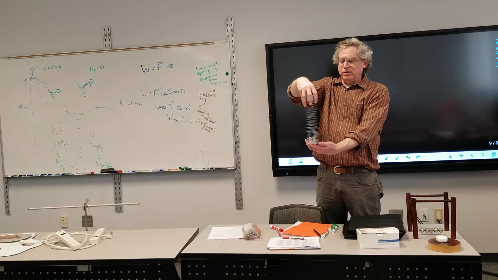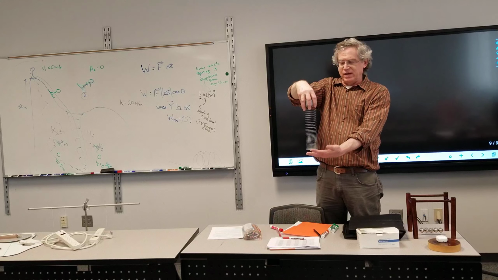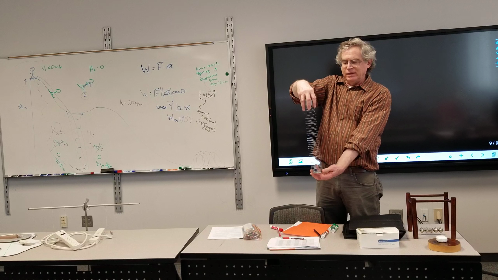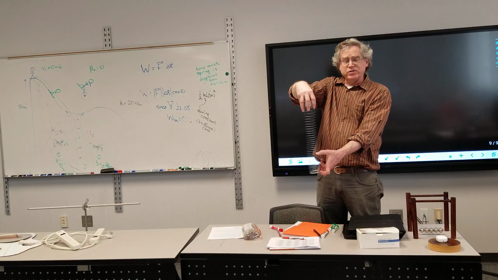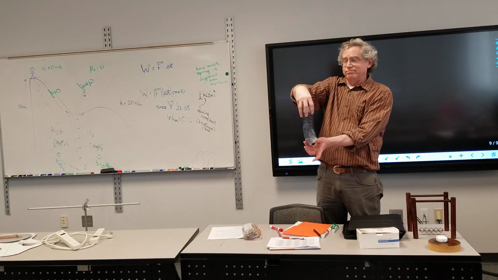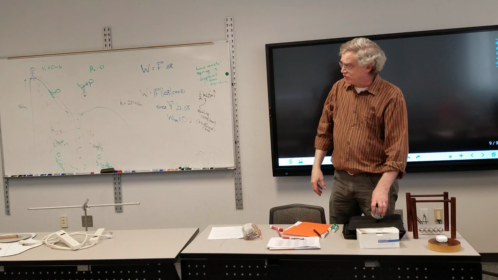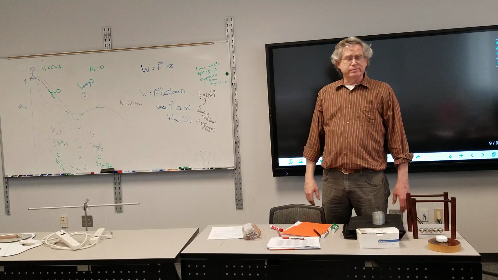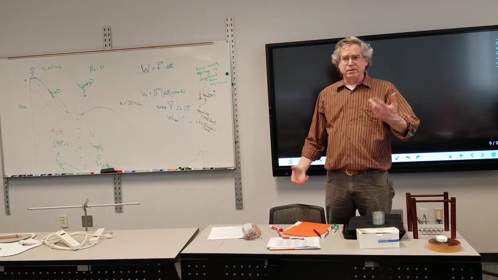If I pull it down, whatever position that is, the distance that I've pulled it from its equilibrium position, that's delta x. Or if I push it up, how far it is off of where it was in equilibrium, that's delta x. It's squared, so it could be plus or minus, but you're squared.